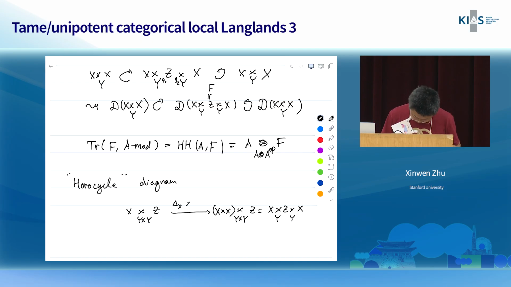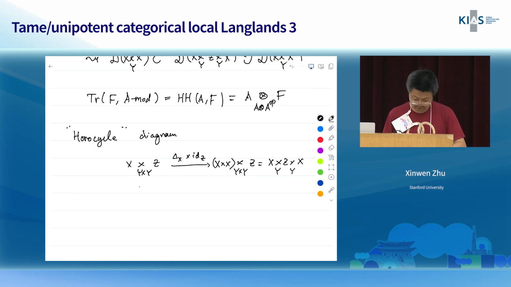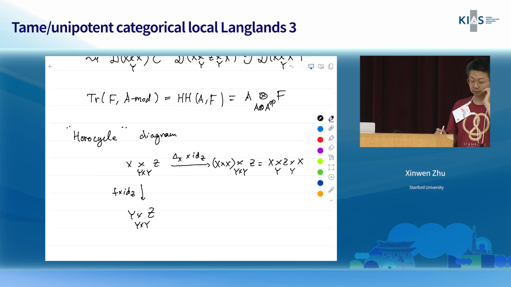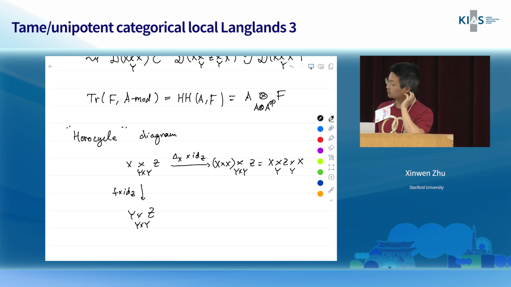Okay, this is delta X times identity of Z. And then you just do F times identity of Z. Let's go to Y times Z over Y times Y. Okay, so this is really the basic diagram we need to consider, this horizontal.